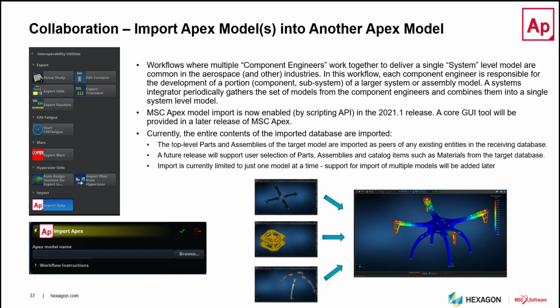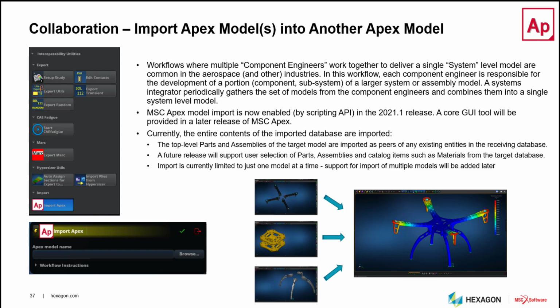Let's say somebody's working on the top arms. Let's say someone's working on the legs, and someone's working on the middle electronics module. Now, all 3 of those Apex models can be imported into one Apex model, or you can import 2 into the third one if you want, however you want to do it.